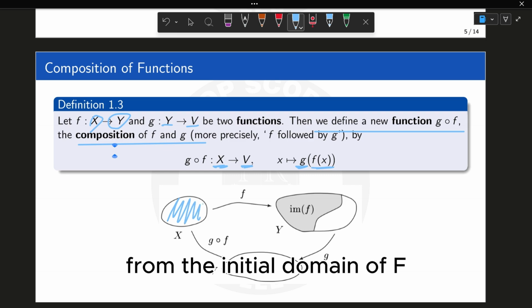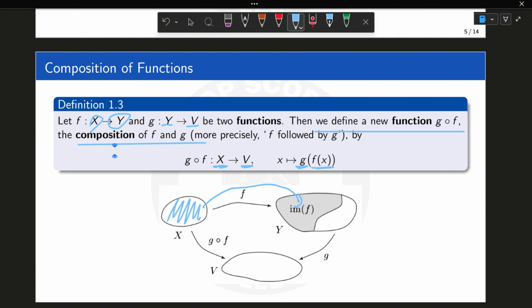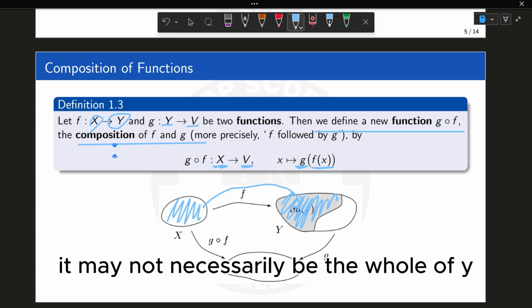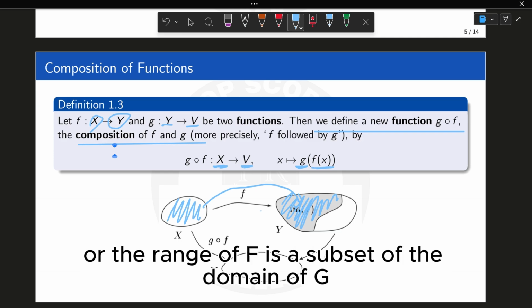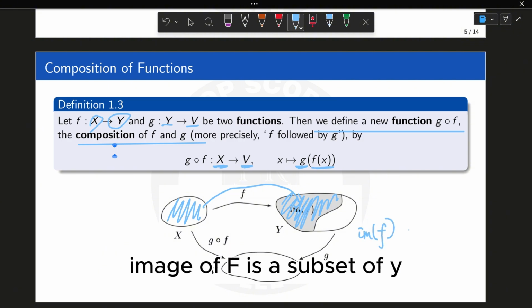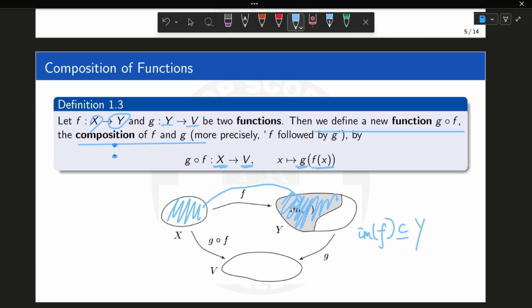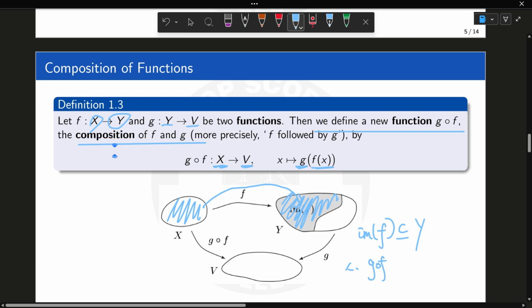From the initial domain of f, which is X, f will map it to some image in Y, which is a subset of Y. It may not necessarily be the whole of Y. Then g has domain Y, and the image or the range of f is a subset of the domain of g. In other words, the image of f is a subset of Y. Therefore, we can define g∘f.